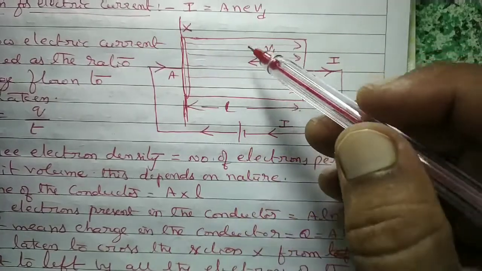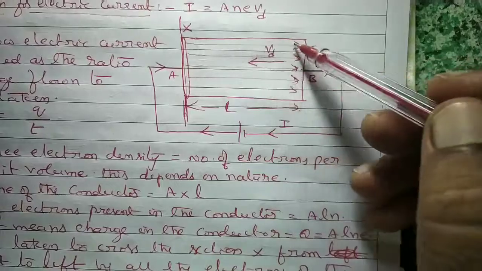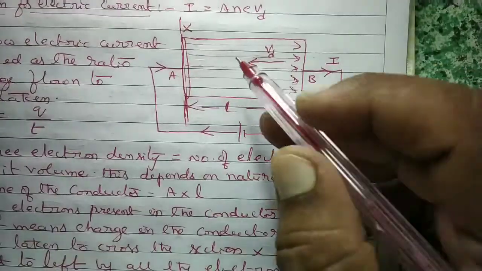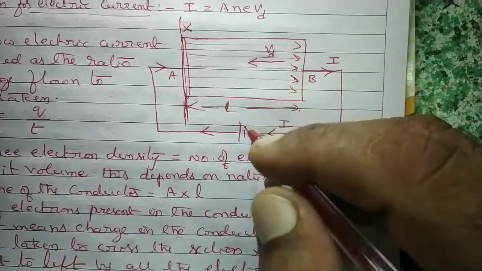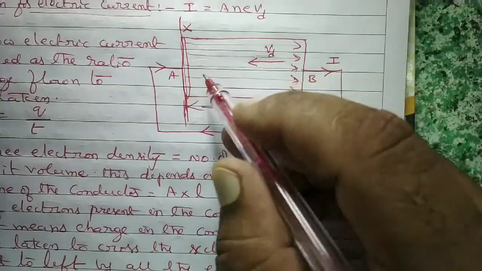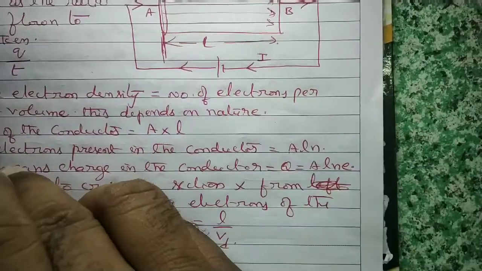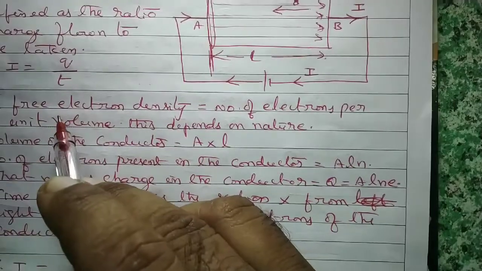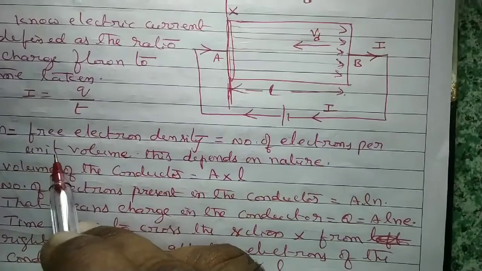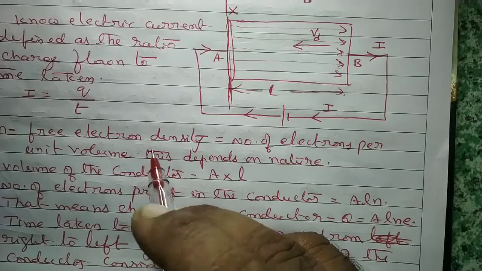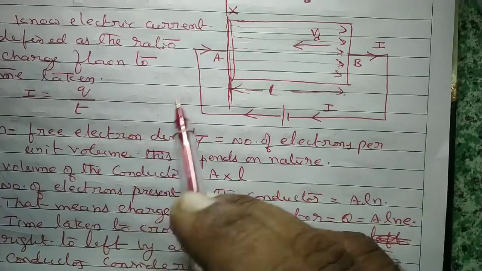To get the current answer, I am taking this piece of conductor AB, whose cross-sectional area is A, length is L. It has volume AL. You know, in unit volume, let us call the number of free electrons N. N is called free electron density. Means what? Number of free electrons present in unit volume. It depends on the nature of the material.